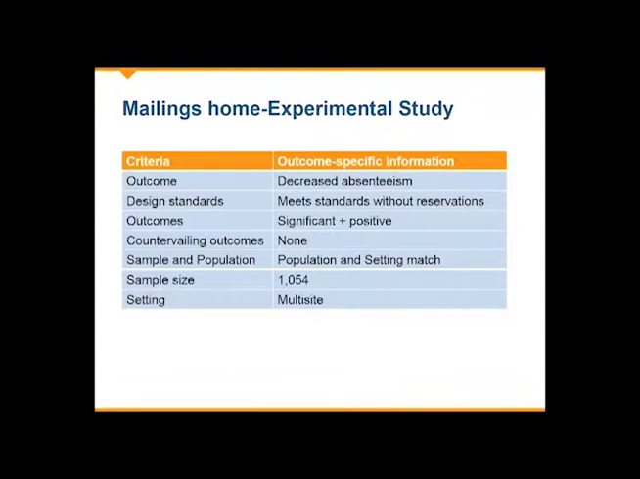So it did have an outcome. It met the standard. It was significant and positive. There were no negative effects. The population and the setting matched. Large sample size of 1,054, and the setting was multi-sites, meaning rural, suburban, small, large, all kinds of schools. So for the outcome of decreasing absenteeism, mailing home, it would be considered a Tier 1 or strong intervention.